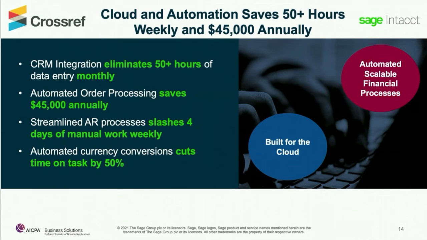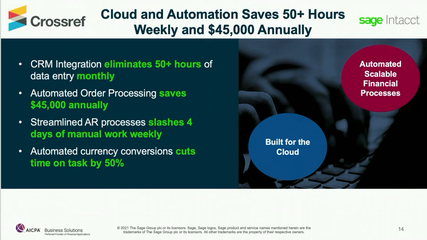Let's talk about the second customer, Crossref. The company is a global nonprofit publisher with about 5,000 members. Before Sage Intacct, they couldn't identify services to add or remove because they didn't have enough visibility into business performance. Basically, the leadership team oftentimes used their gut feelings to make decisions. The finance team was bogged down doing duplicate data entry and tedious Excel-based processes.